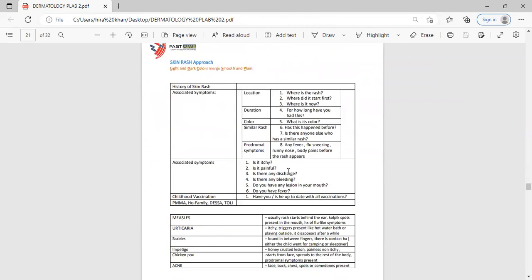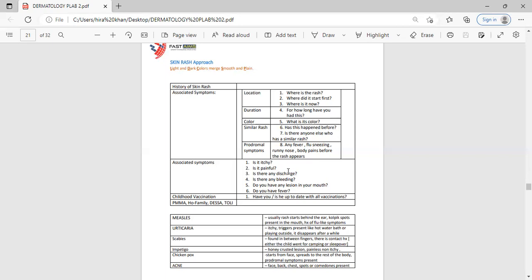So the next scenarios are related to the skin rash approach. Basically, the skin rash approach is a bit different as compared to the others, so you have to know that. So what does the skin rash cover? It's the same mnemonic, but you don't need to ask about the merge part. Light and dark colors merge, smooth and plain. As you can see, I have highlighted the points which are actually helpful to make a framework. So you have to learn the mnemonic.